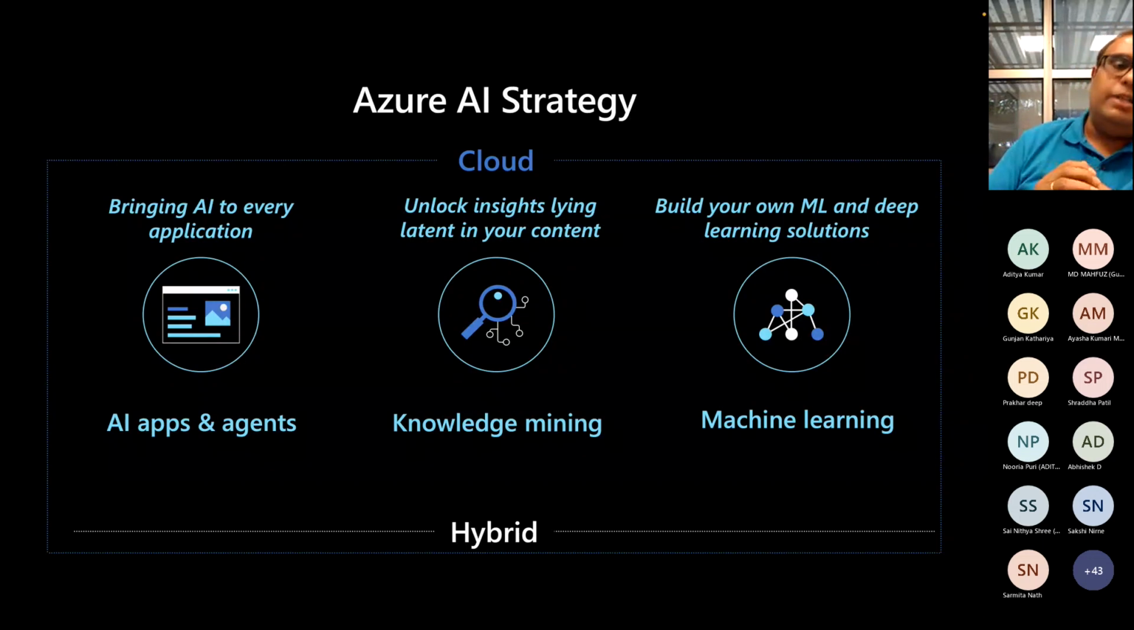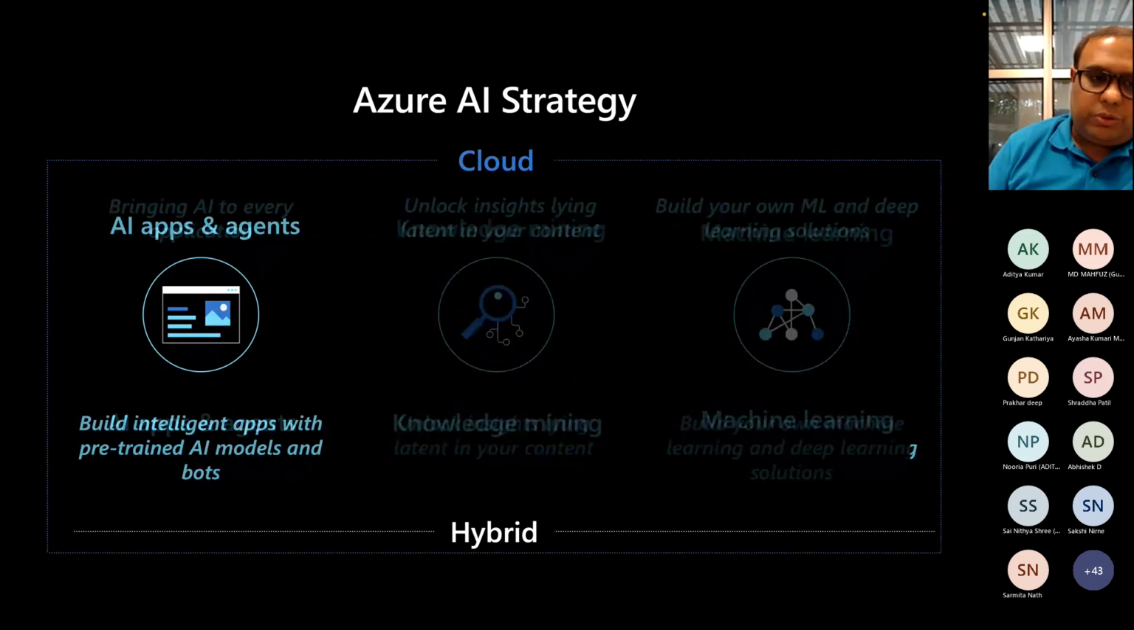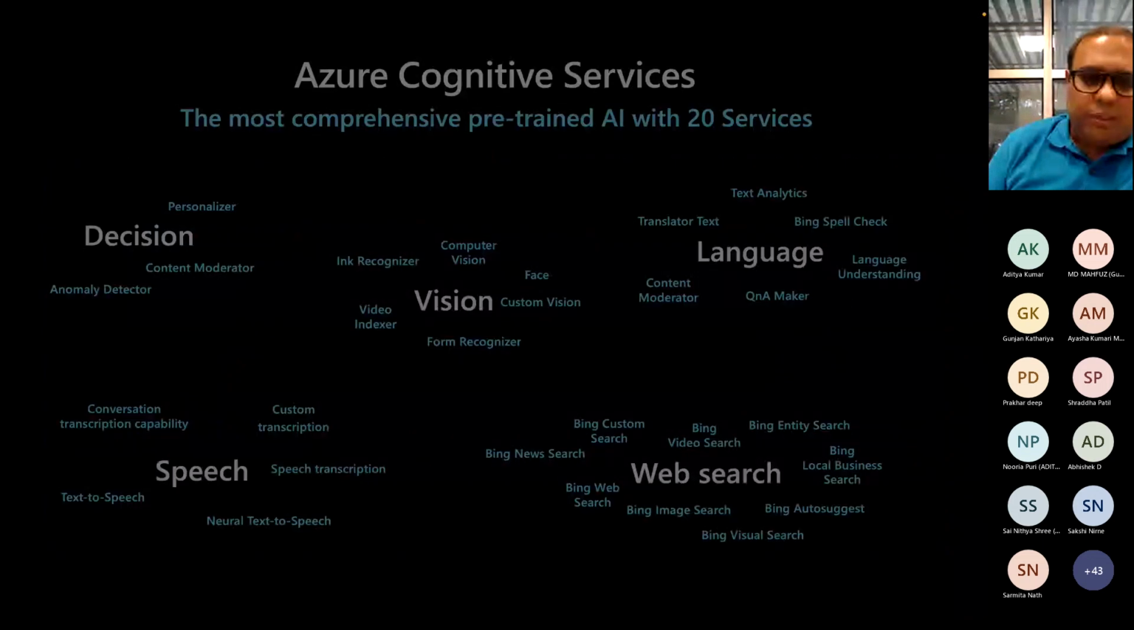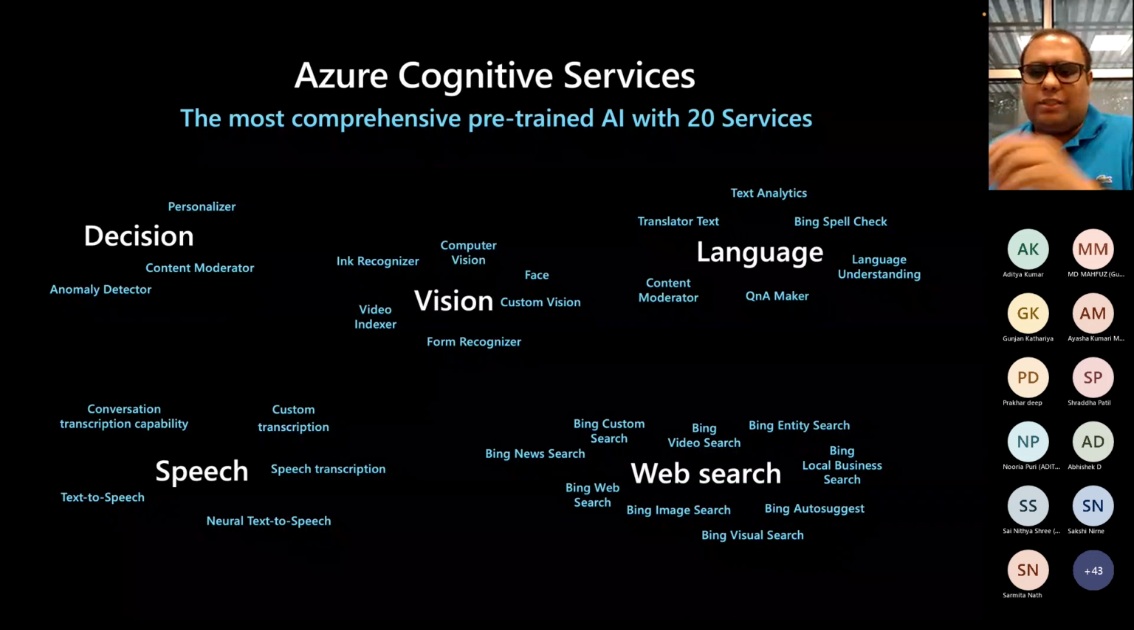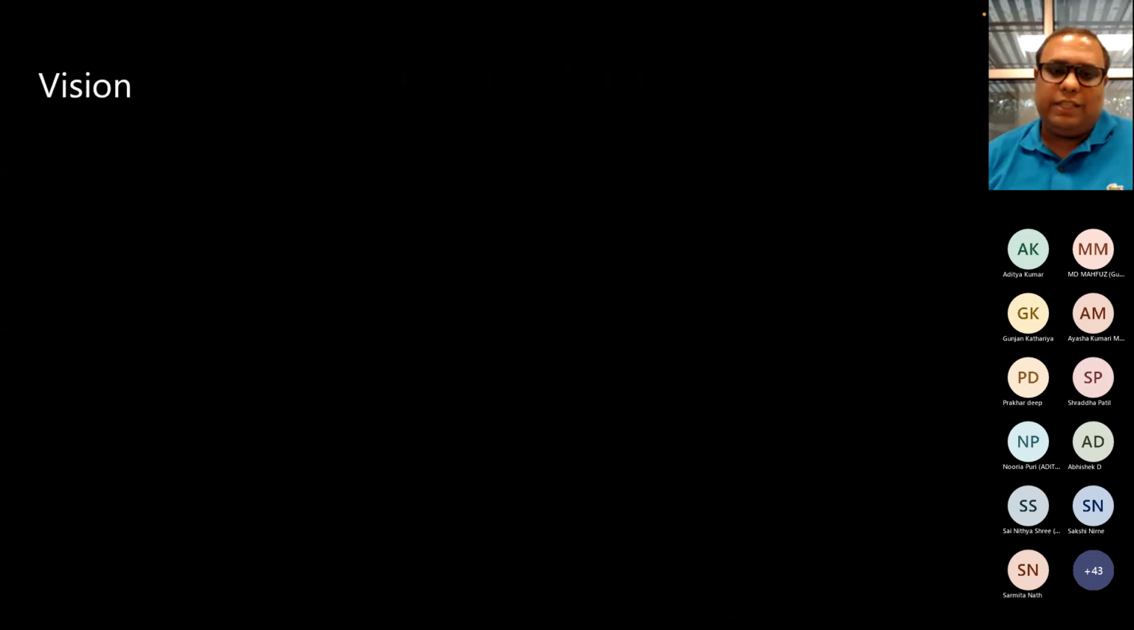But we already have pre-built models in the first bucket, so if you want to get started, that's the bucket. If you want to go in depth and build your own models, that's where you're going to use Machine Learning Studio and other things. So I'm not going to spend much time on what all we provide. These are different things: speech to text, language, web service, a lot of things.